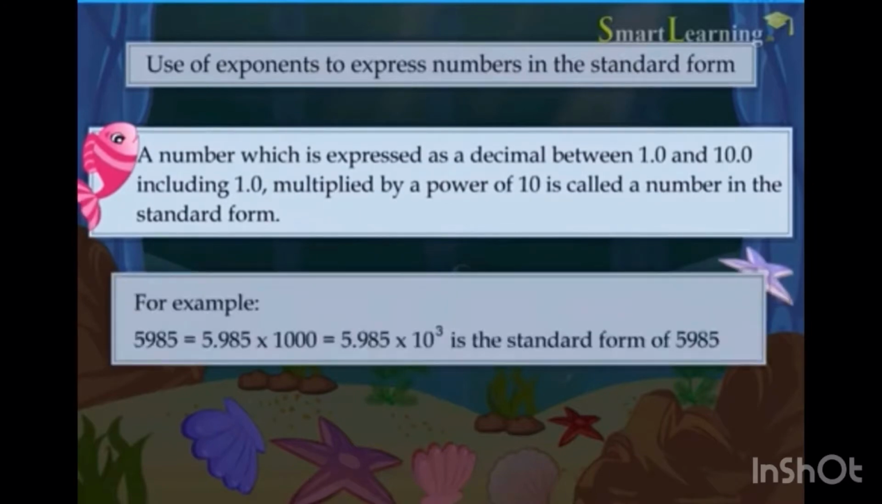For example, 5985 is equal to 5.985 into 1000, is equal to 5.985 into 10 cube, is the standard form of 5985. We can write very large and very small numbers using this method.